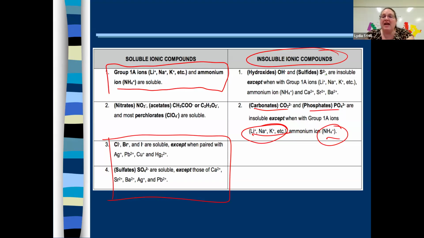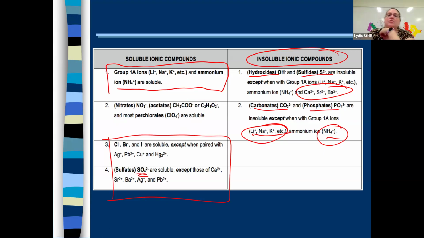Now, when you look at hydroxides and sulfides, they're the same way, but there's a few more exceptions. Like the sulfates, you've got calcium, strontium, barium. So for the most part, they will be insoluble. They will be a solid. But if you have them with group one, ammonium, any of these other ones over here, I'm sorry, they're not going to be those because we have the negative charge.